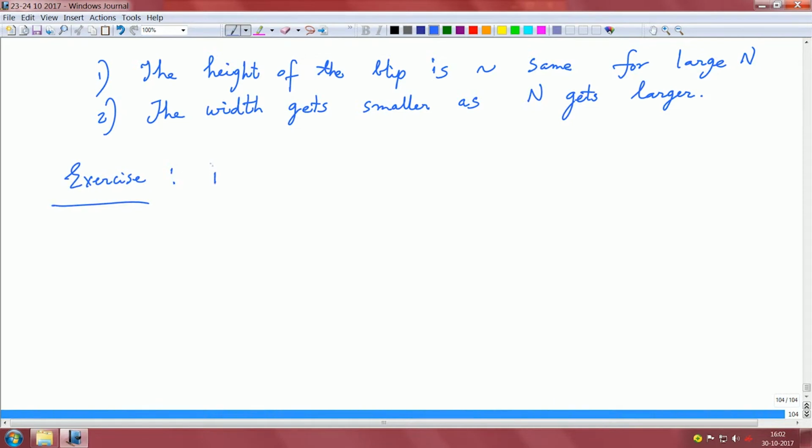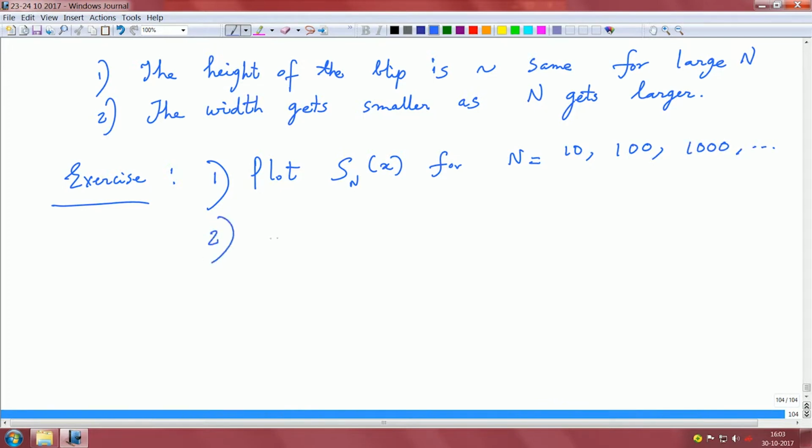So, what I would like you to do is plot Sn of x for n equals 10, say 100, 1000 and so on, and sketch this, observe Gibbs effect.